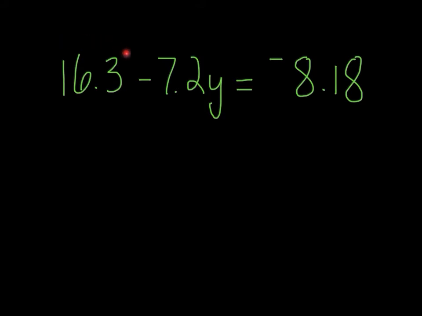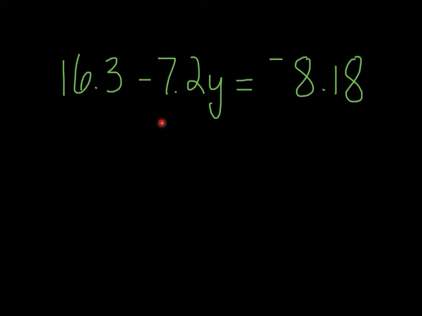So, if we look at the equation that we have written here, I see we have 16.3 minus 7.2y equals negative 8.18. If I were speaking in more mathematically correct terms, I might read this equation as 16 and 3/10 minus 7 and 2/10 y equals negative 8 and 18/100.